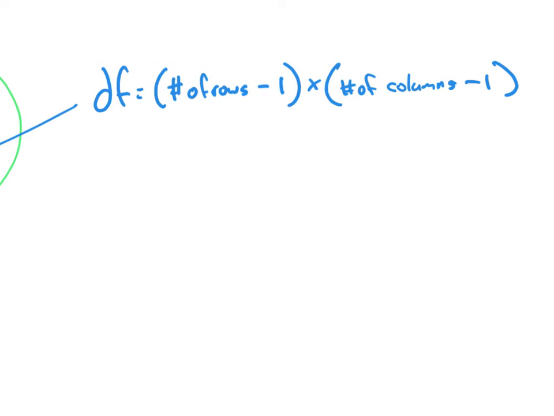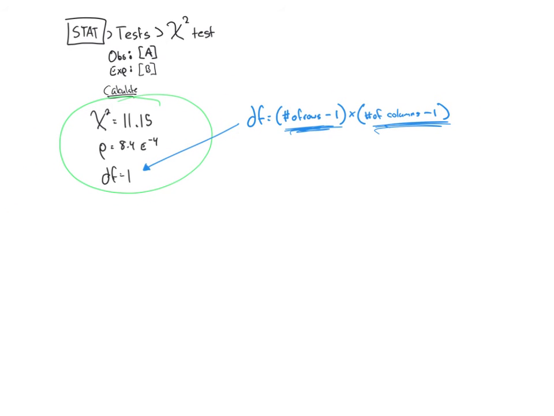Now, unlike the goodness of fit test, I didn't even have to know that because my calculator did it for me. In a goodness of fit test, you have to know it because it asks you for the degrees of freedom. But let's just have this written down. It's number of rows minus 1. There were 2 rows, minus 1 is 1. Number of columns minus 1. There were 2 columns, minus 1 is 1. Take 1 times 1, and you get 1. That's why it says degrees of freedom is 1 there.